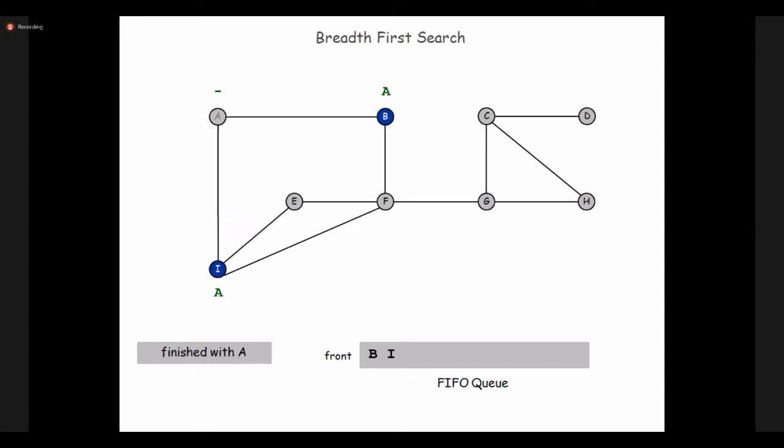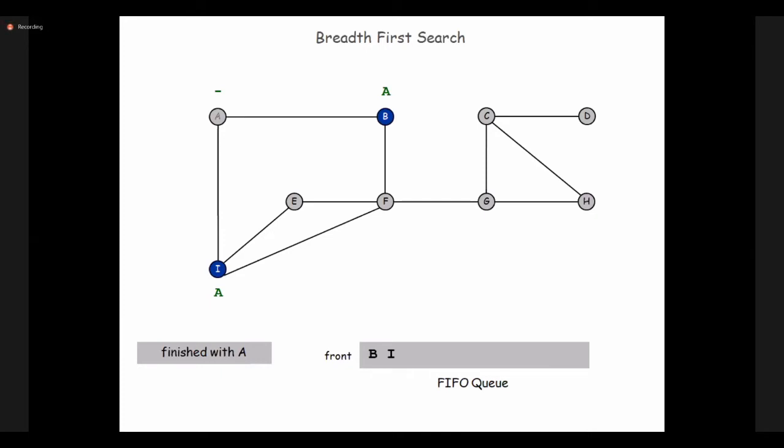After removing A from the queue, A joins my spanning tree. Finally, A is the first vertex in my spanning tree. Then I should remove an element from the queue. Which element is removed from the queue? B. So B is removed. After removing B, what is the task? The adjacents of B should be found out. What are the adjacent nodes for B? Only F.